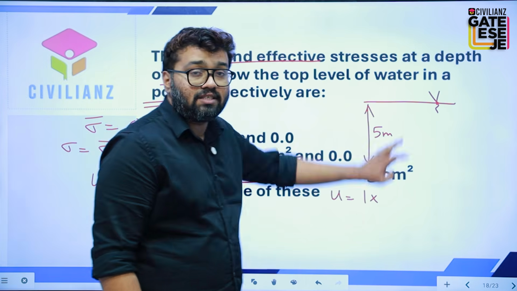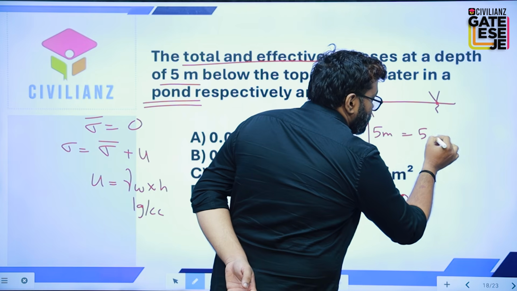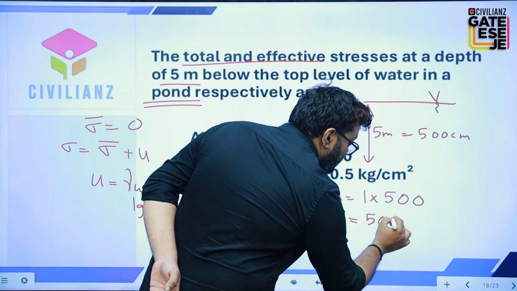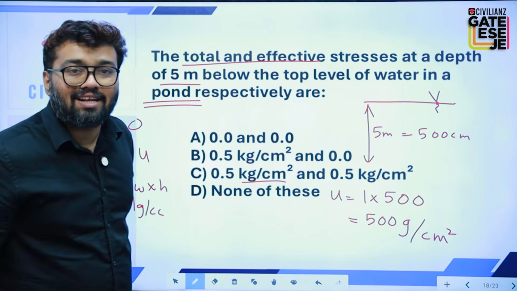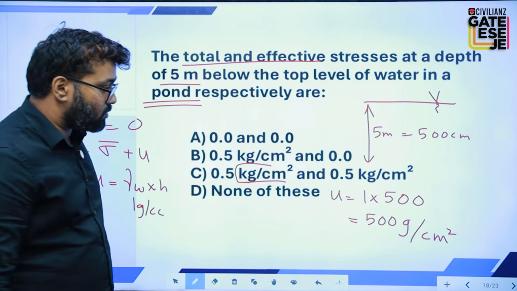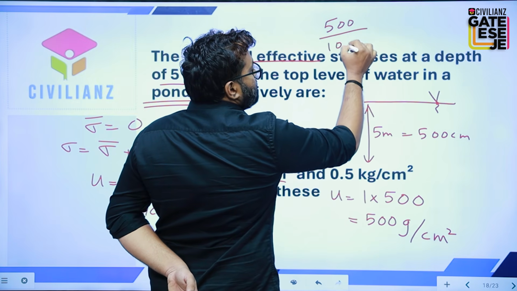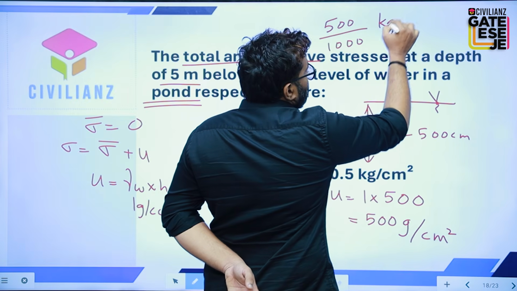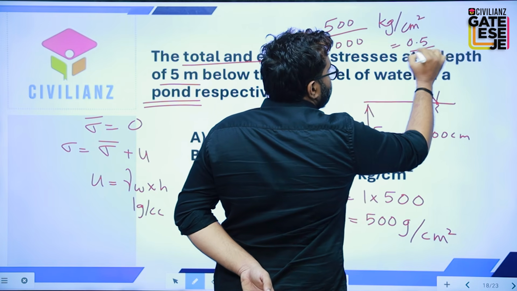Height is 5 meter. We can take it as 500 centimeters, which is equal to 500 gram per centimeter square. But the option is given in kilogram per centimeter square, so we want to convert gram to kilogram. 500 divided by 1000 kilogram per centimeter square is equal to 0.5.